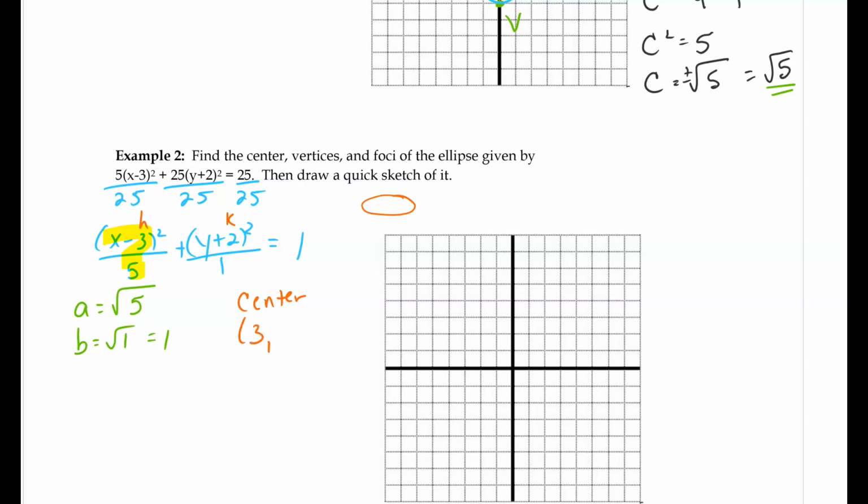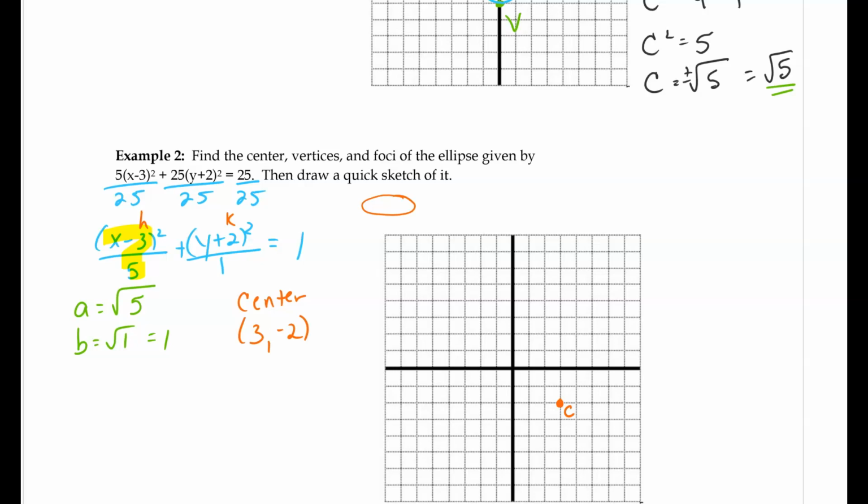It's going to be at 3, negative 2. So I go 3, negative 2 is our center. Now, we have to use our a to be able to get us our vertices, okay? So we're going the long way this time. All right, so let's use green.